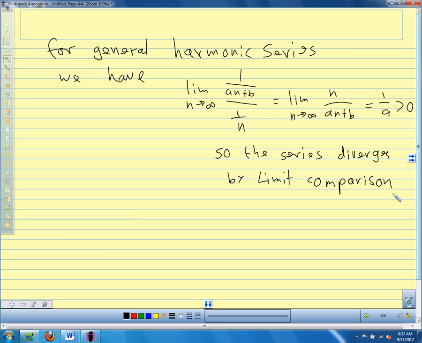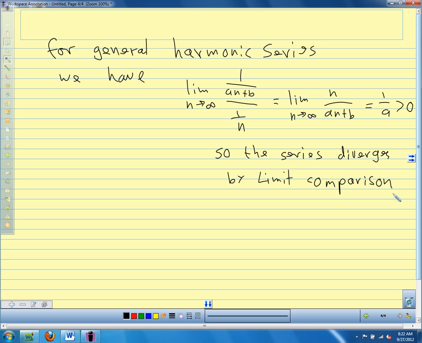If it equals 0, there's no conclusion. You have to use another test, or you could compare it to a different series. You have to do something different. If the limit equals 0 or is undefined, then there's no conclusion from the test.